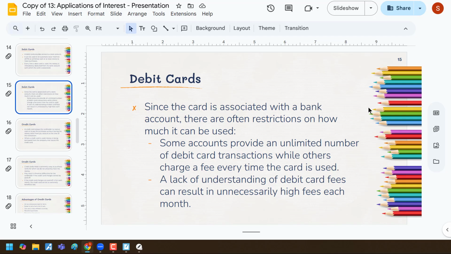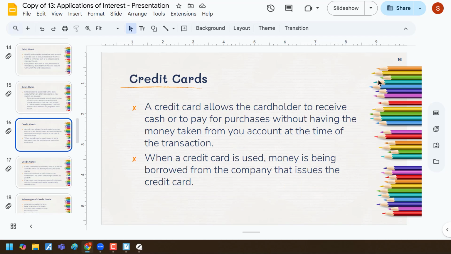Debit cards. Since the card is associated with a bank account, there are often restrictions on how much it can be used. Some accounts provide an unlimited number of debit card transactions, while others charge a fee every time the card is used. A lack of understanding of debit card fees can result in unnecessarily high fees each month. Important stuff.